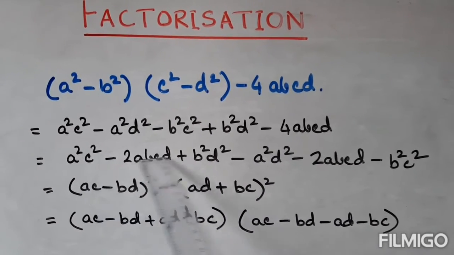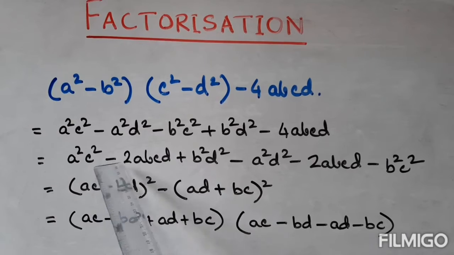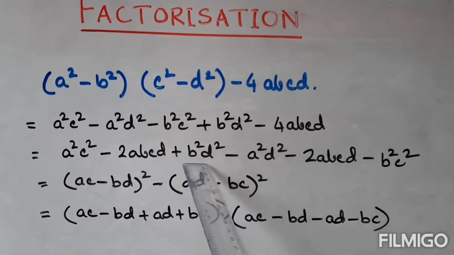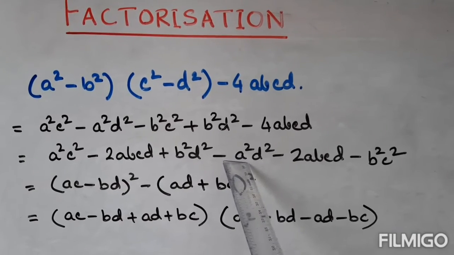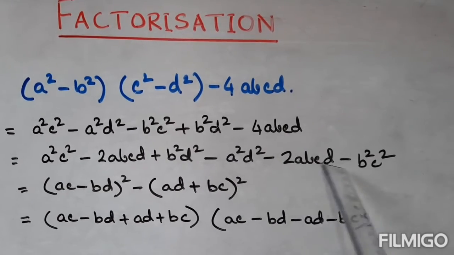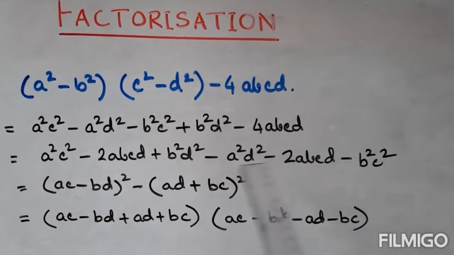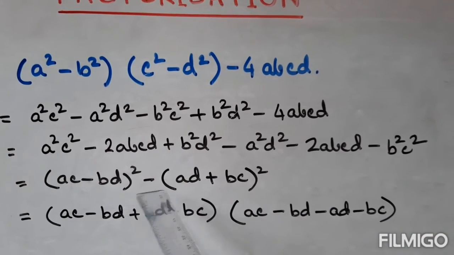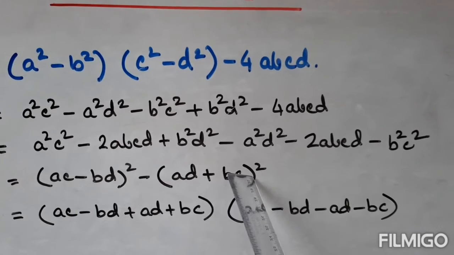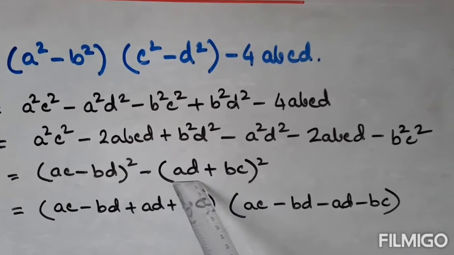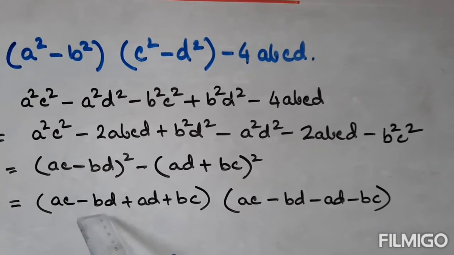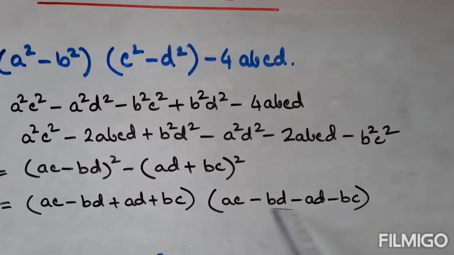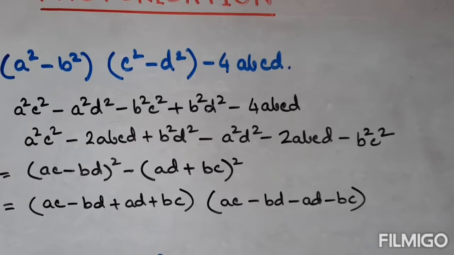Then we can form whole square. A square c square minus 2 ABCD, we are missing BD, so we take b square d square. Again a square d square minus 2 ABCD minus b square c square. Then we get AC minus BD square minus AD plus BC square. It's already in the form a square minus b square, so a plus b into a minus b. We express it as the product of two factors.